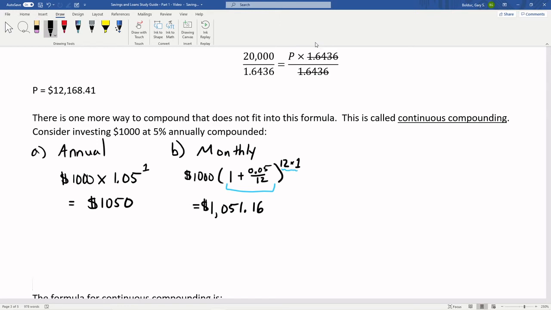So, what do we see? Same annual percentage, but the more I compounded, the more money I got. It's only an extra $1.16, but it's more money. More money is more money. Well, what happens if I keep doing this? What about daily? What if I compounded every day in 1 year? We can do that. $1,000, 1 plus 0.05, 365 days in a year. So that goes up there.